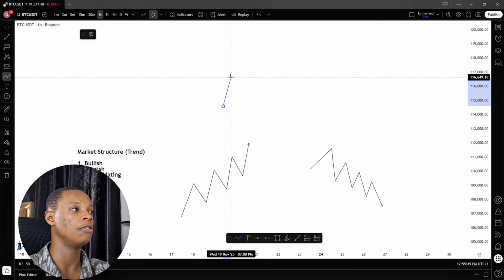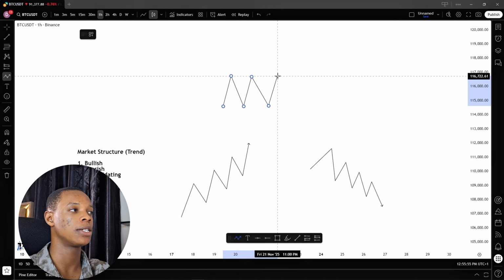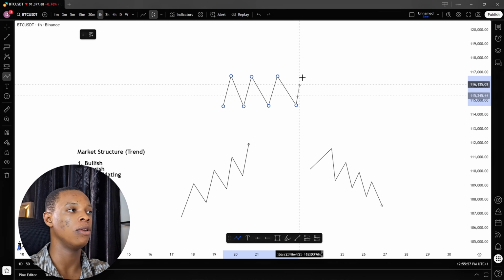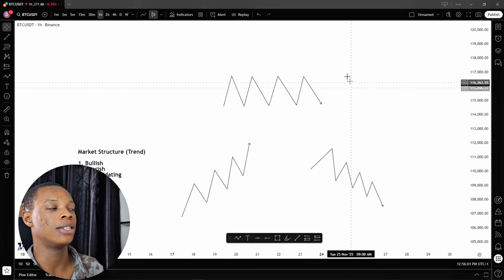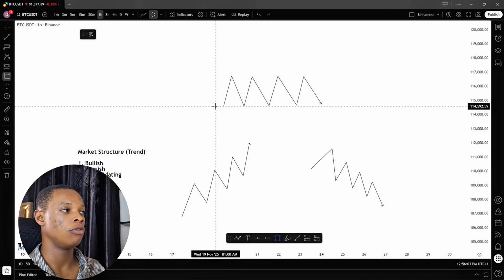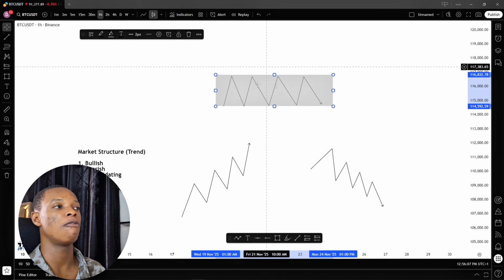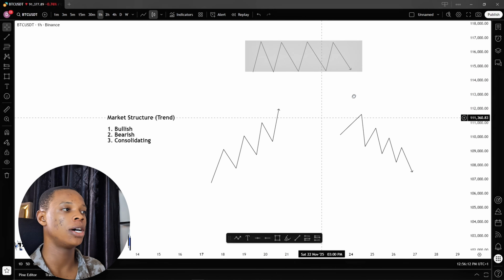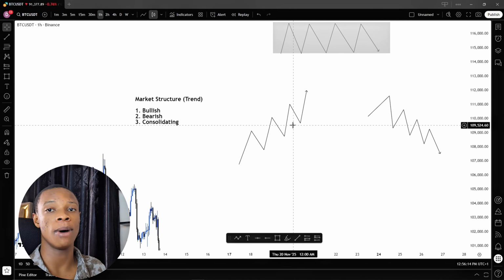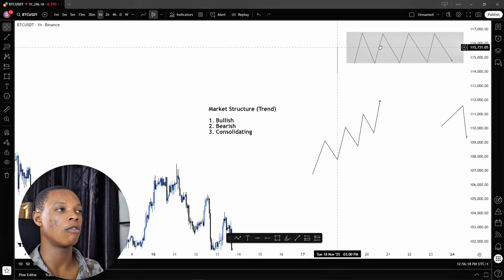Then the third one, we have the ranging market. A ranging market is just when it keeps moving within a certain support and resistance, within a high and a low, without breaking above or below. Just moving within a certain region, within a box like this. So this is a ranging market, and this type of market I don't trade. I only trade either a bullish market, where I'm looking out for buys, or a bearish market, where I'm looking out for sells.